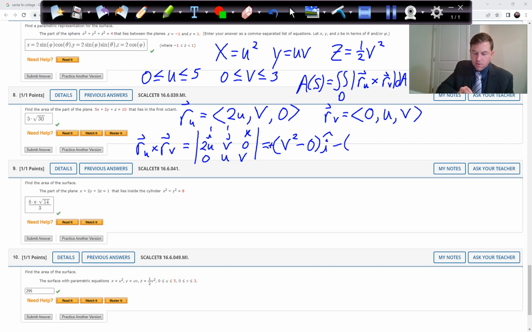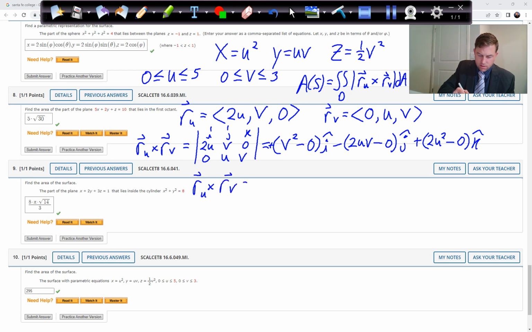And for the j term, you cover up the j column, and you're left with 2u top left, 0 bottom left, 0 upper right, and v bottom right. So you're going to take 2u times v, 2uv, minus 0 times 0, which is 0, in front of the j term, and then it's plus, cover up the k column, and you get a 2 by 2 determinant. 2u times u is 2u squared, minus v times 0, which is 0, in front of the k term. So this cross product is the vector v squared, minus 2uv, 2u squared.